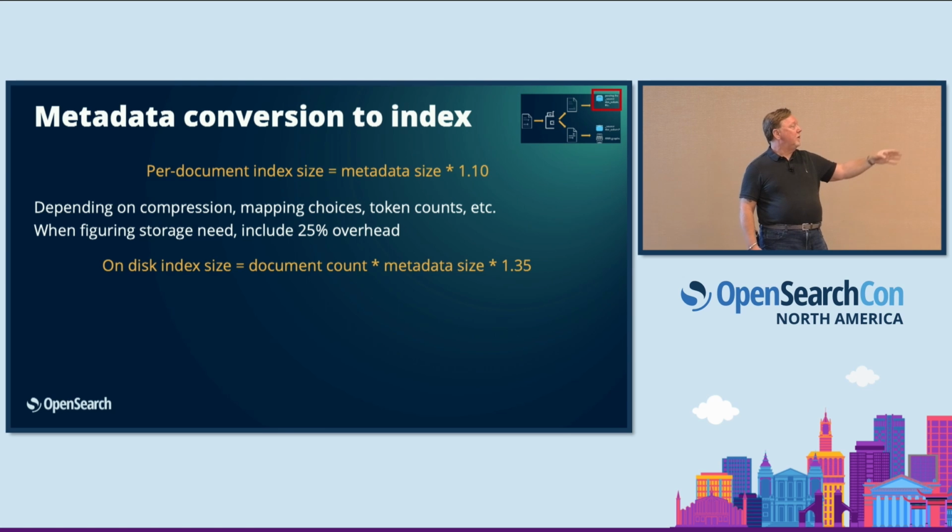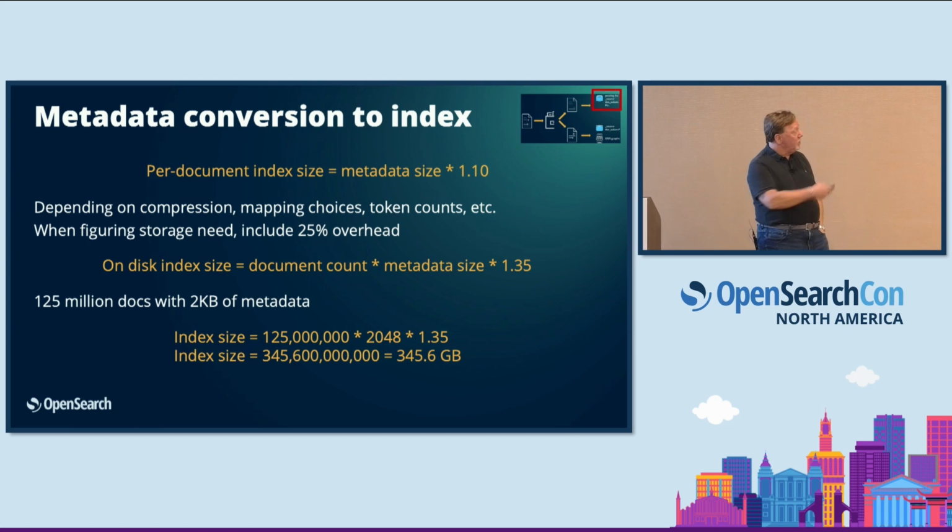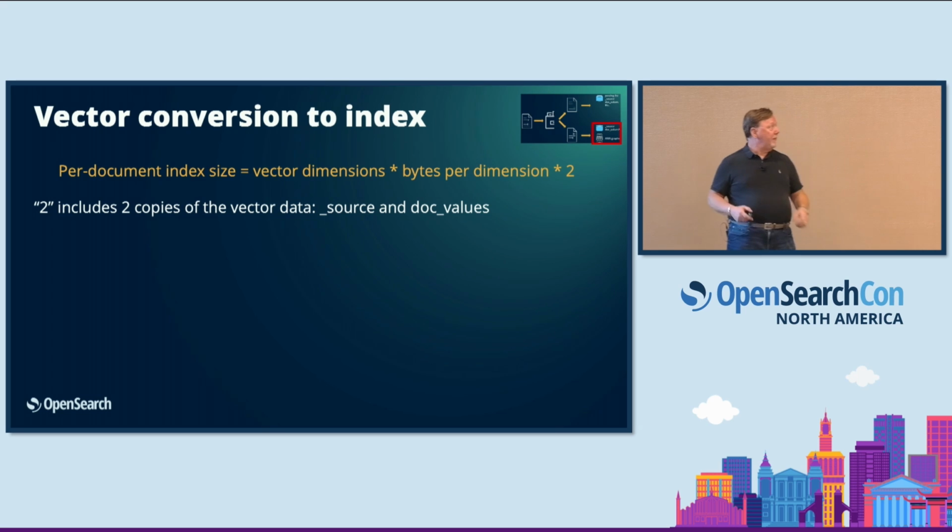So on disk, document count times metadata size times 1.35. That's what the metadata will represent. So 125 million documents with 2K of metadata comes out to be about 345 gigabytes for that piece.